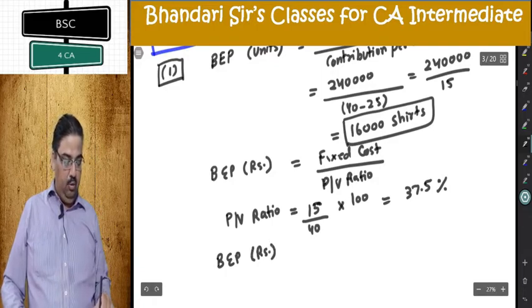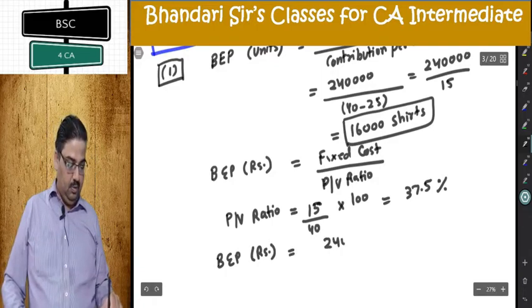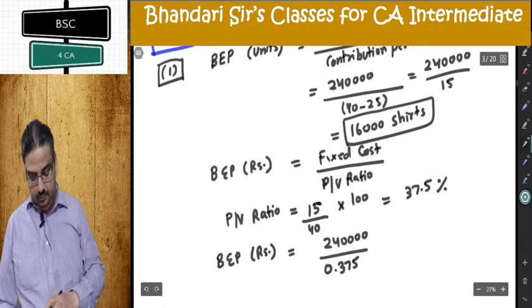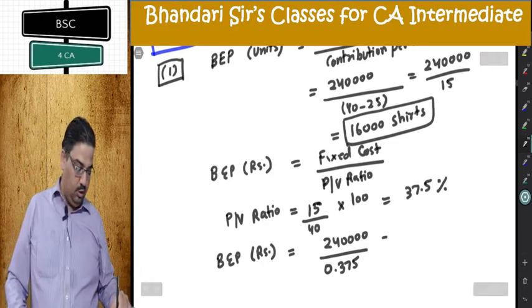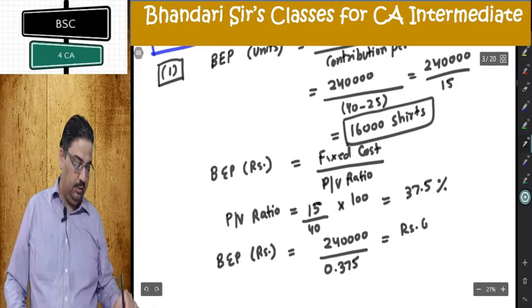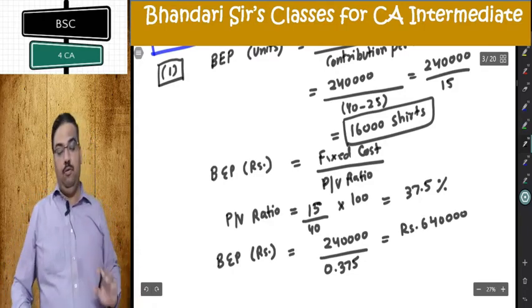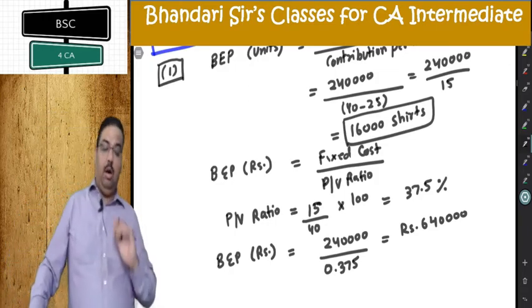Break-even point in rupees: 2,40,000 divided by 0.375. This is rupees 6,40,000. So, very easy application of formula. First part, 2 requirements I have computed.